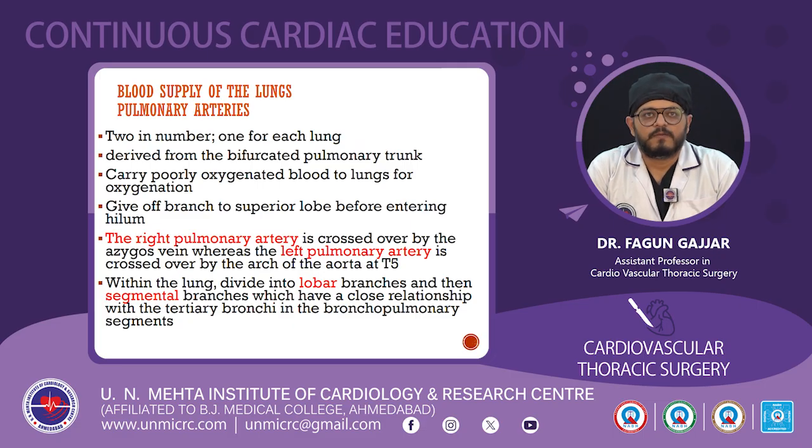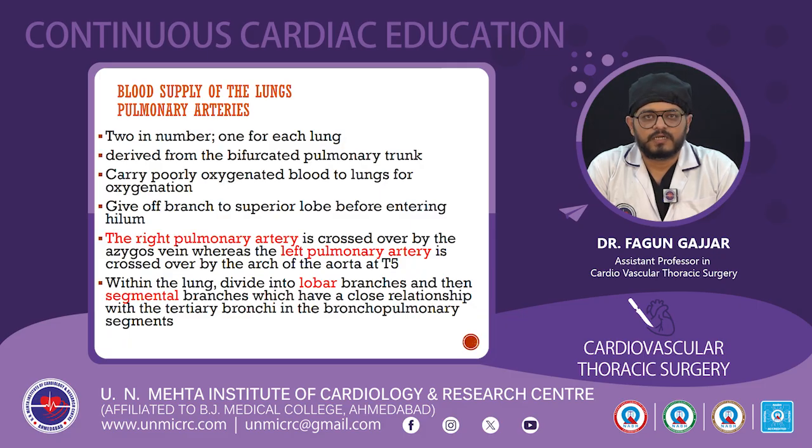Blood supply to the lungs and pulmonary artery. There are two in number, one for each lung. It is derived from the bifurcated pulmonary trunk. It carries poorly oxygenated blood to the lungs for oxygenation, and gives off a branch to the superior lobe before entering the hilum. The right pulmonary artery is crossed over by the azygous vein, whereas the left pulmonary artery is crossed over by the arch of aorta at the level of the 5th thoracic vertebra.